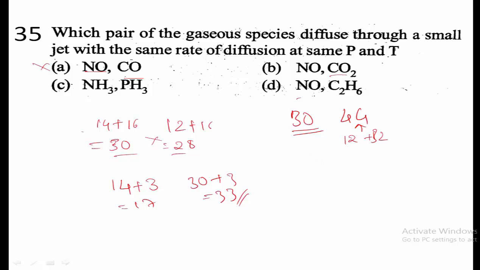Nitrous oxide, NO, is again 30, and C2H6: carbon is 12 into 2 plus hydrogen is 6. 12 into 2 is 24 plus 6, that is equal to 30. Here you can find that nitrogen oxide and ethane have the same molecular mass, and hence the rate of diffusion of NO and ethane are the same, and hence option D is the right answer.